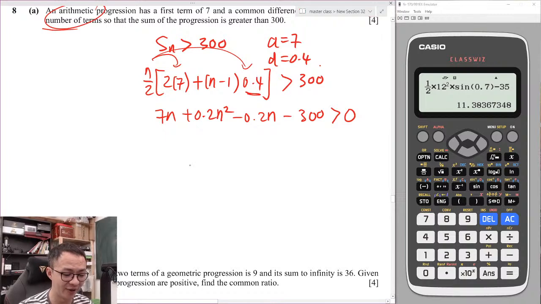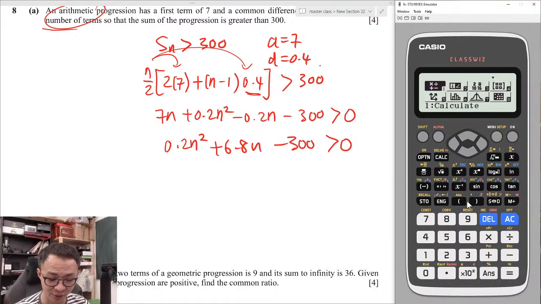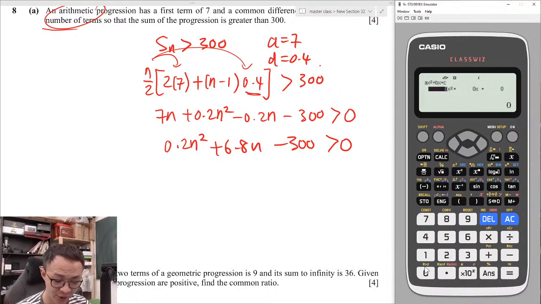Okay, so I kind of need to rearrange something. So 0.2n squared plus 6.8n minus 300 bigger than 0. Then I use the EQN mode to do it. So I go for the equation. Polynomial degree is 2. 0.2 here, 6.8 next, negative 300. Yeah, this one should be 6.8. Okay, so I have two answers. I check my answer first.